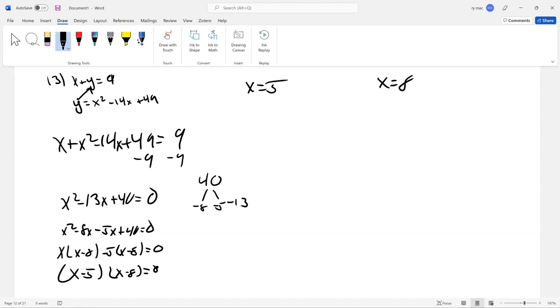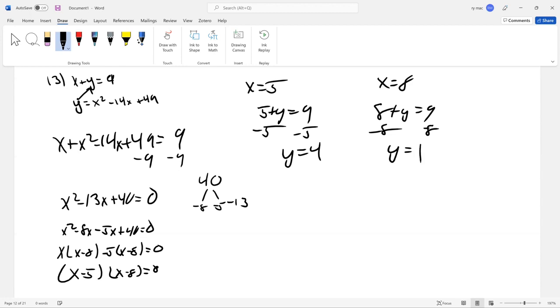Plugging into the top equation with my X equals 5, I get 5 plus Y equals 9. Minusing 5 on both sides, I get that Y is equal to 4. Doing the same thing with 8, minusing 8 on both sides, I get that Y is equal to 1. So my 2 solutions are 5, 4, and then also 8, 1.